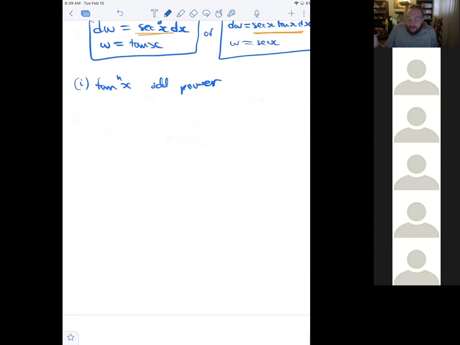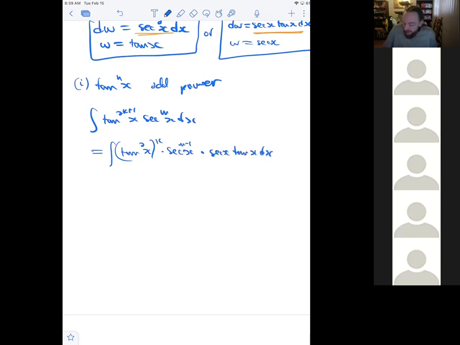Why is this good? Because then we can have the integral of tan^(2k+1)x sec^m x dx equal to the integral of tan squared to the k times secant x to the m minus 1. And then I have a secant x tan x. I've stolen one from both. And then I turn all the tans into secants. Tan squared is secant squared x minus 1 to the power k times secant^(m-1) times secant x tan x dx. And now I make my substitution.